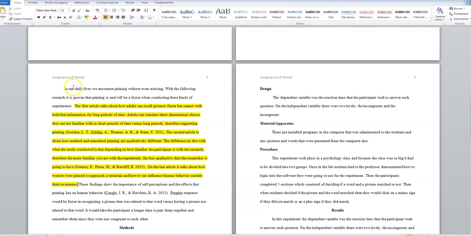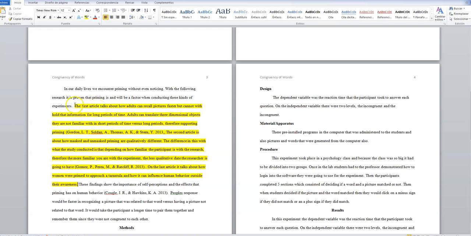So this is the introduction section of a paper that is considered low quality by professors. The person is talking about priming. Priming is a little bit like subliminal messages, sort of. So the person is talking a little bit about that. It is proven that priming is and will be a factor when conducting experiments. And then the person talks about 3 articles.